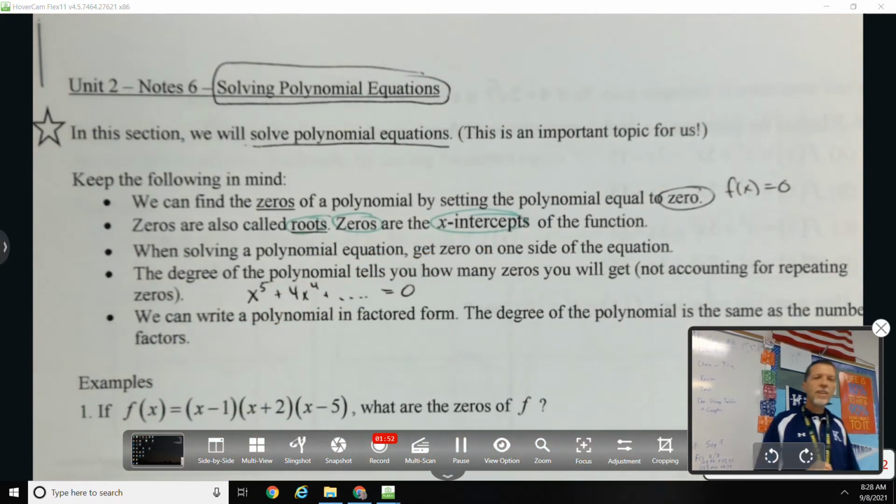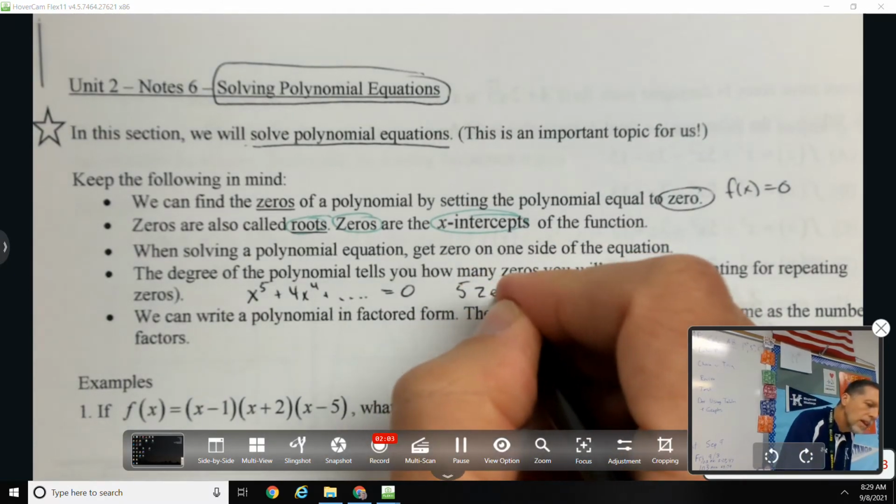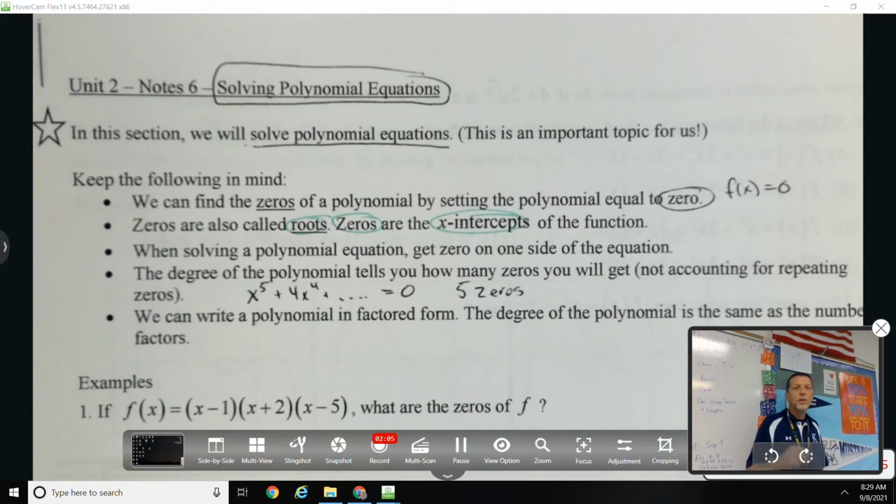But if I have x to the 5th, and that's the highest power, then how many zeros will I have? 5. Now, some of those could be repeating zeros. Some of those could be imaginary zeros. But I'm going to have 5 answers. As long as you know how to count them, there'll be 5 answers.